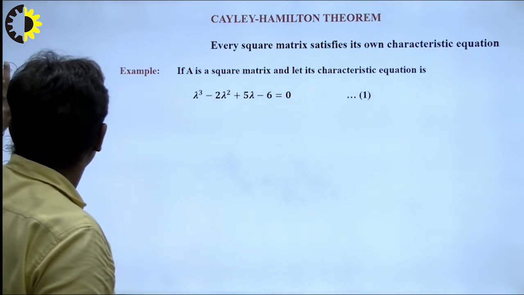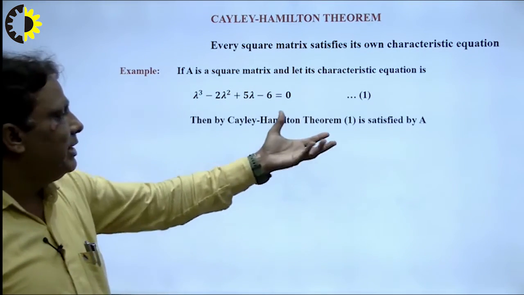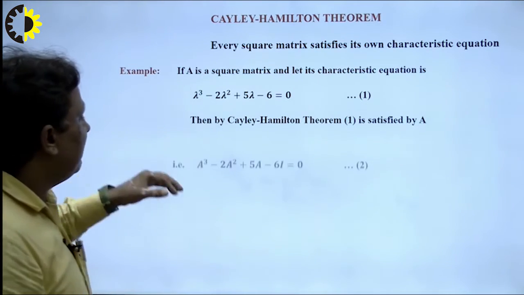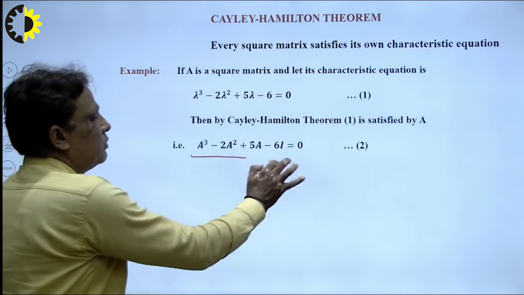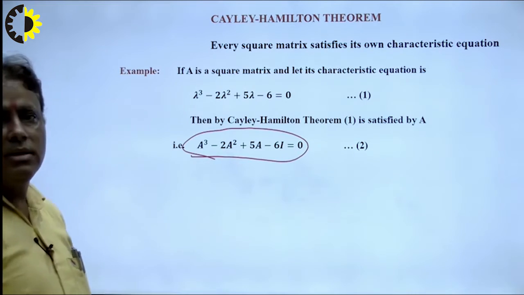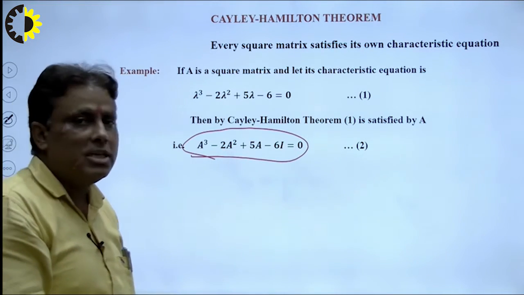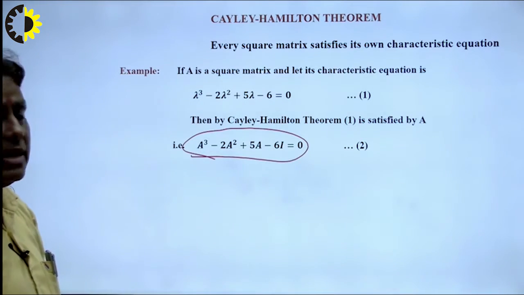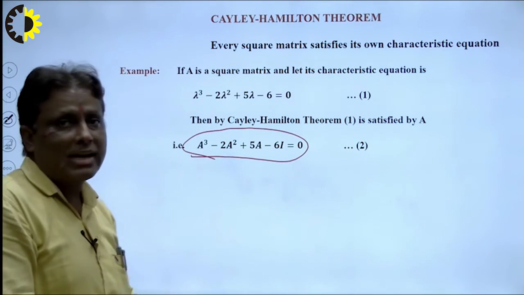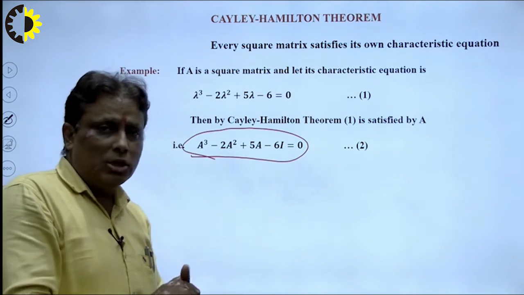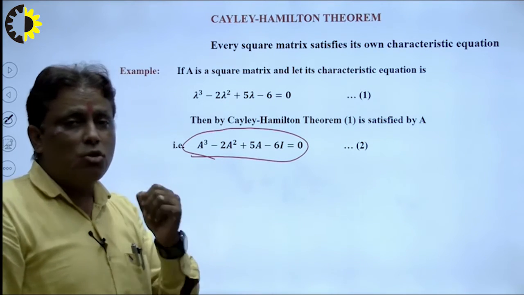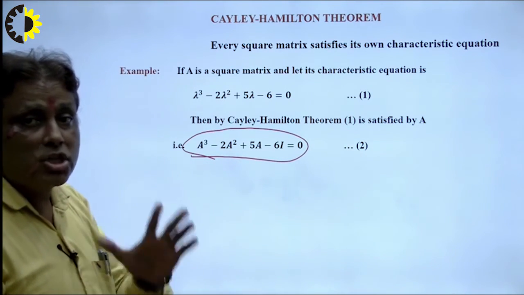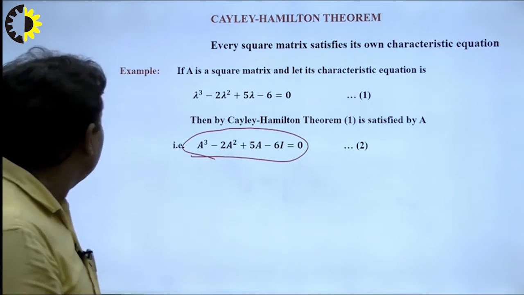So I write here, by using the Cayley-Hamilton theorem, the result will be A cubed minus 2A squared minus 5A plus 6I is equal to 0. If the result is 0, that means the Cayley-Hamilton theorem is verified. But the question is, what is the role of the Cayley-Hamilton theorem? The role of the Cayley-Hamilton theorem is to get the inverse of a square matrix in a very short duration of time.